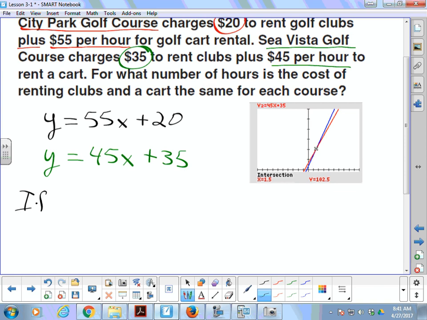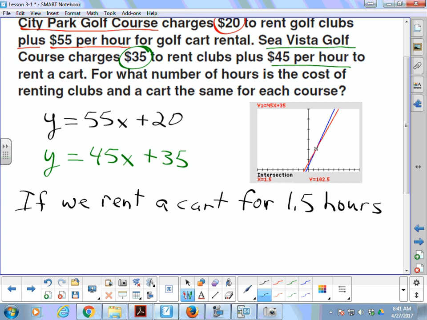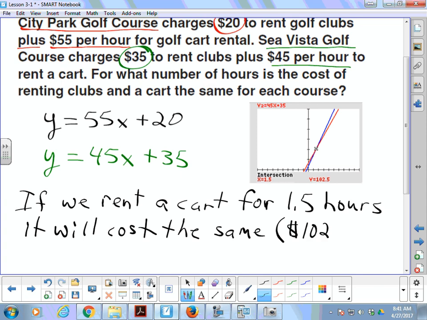So, if we rent a cart for 1.5 hours, it will cost the same, $102.50 at both clubs. All right, so I've included both my X value and my Y value in that answer then, in that sentence.